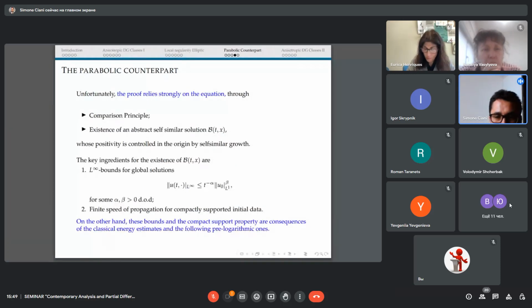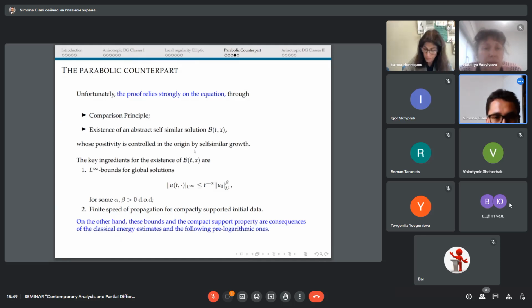Okay, so the idea of the proof for the Harnack inequality for the parabolic equation relies strongly on the equation. So talking about anisotropic De Giorgi classes, at first it doesn't look so good, because we want to define an energetic class of functions and not be linked to any equation. So it was relying on the comparison principle, as we were saying before, and on the existence of an abstract self-similar solution. It was positivity, so we had a bound from below of the abstract Barenblatt solution, which is controlled by the self-similar growth of the solution itself.